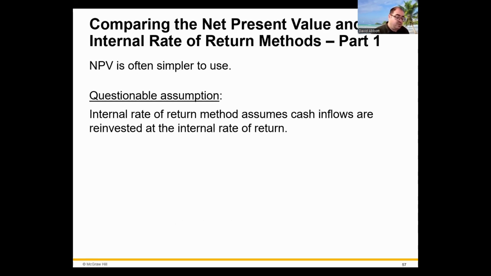So comparing the net present value and the internal rate of return methods. Now, the net present value method offers two important advantages over the internal rate of return method. The net present value method is often simpler to use. The internal rate of return makes a questionable assumption that cash inflows can be reinvested at the internal rate of return. So we're assuming that the cash inflows can be invested for that.